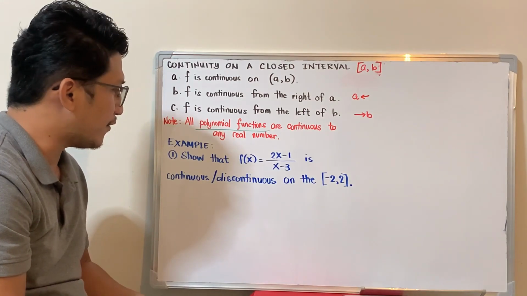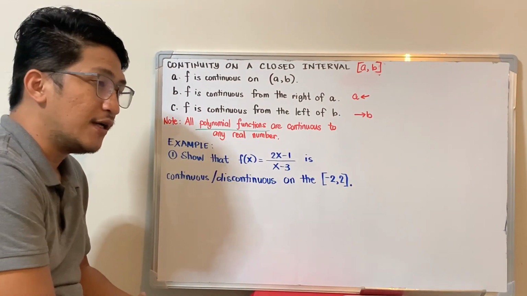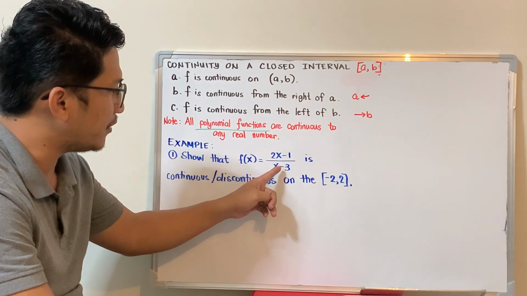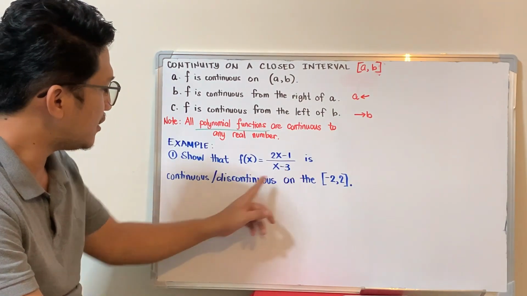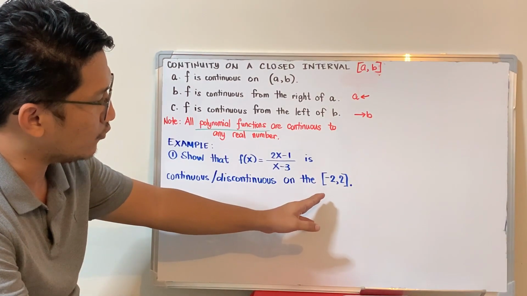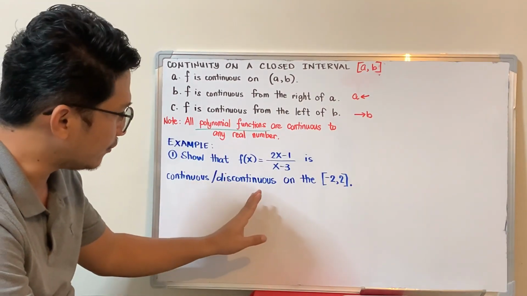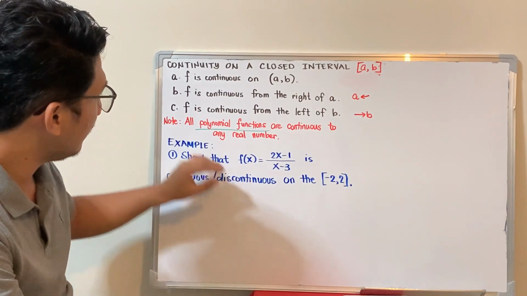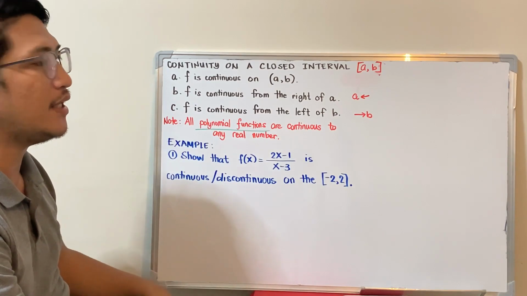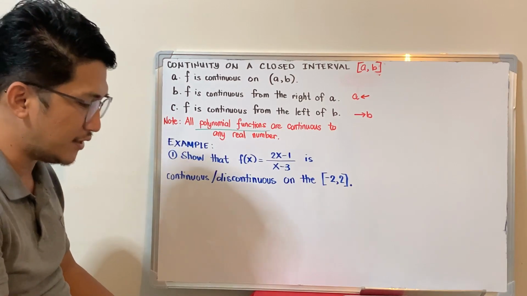So, we have here a rational function muna. In the next example, we will have the square root function. So, show that the function f of x equals 2x minus 1 all over x minus 3 is continuous or discontinuous on the closed interval negative 2 and positive 2. So again, we are to show if continuous ba siya or discontinuous. So for us to show this, kinahanglan ipakita na ito ng tulo. If ma-fail niya ang usa, then meaning discontinuous siya. Pero if ma-meet niya tanan, then pasabot, continuous na siya.